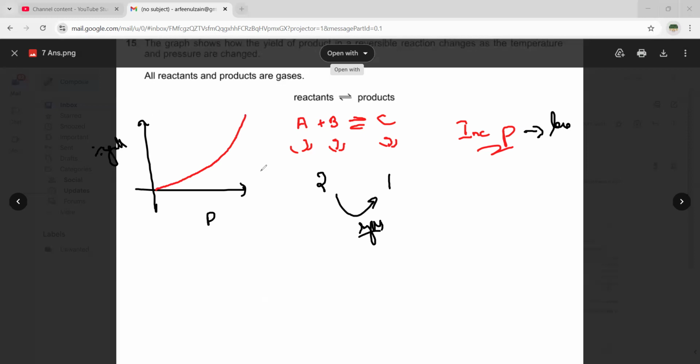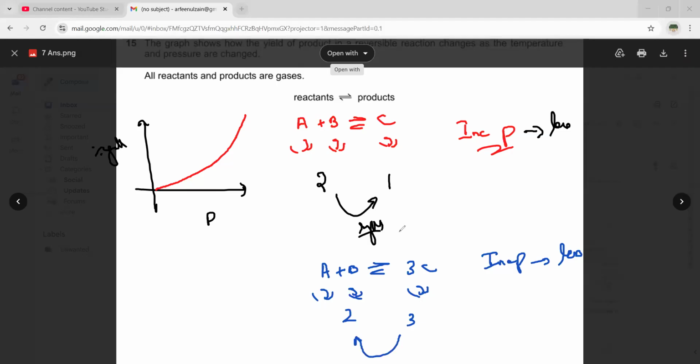If I have another equation in which we have A plus B giving 3C, so gas, gas and gas, and I'm increasing the pressure. Increasing the pressure always shifts the equilibrium towards the side of fewer moles. Where will the balance shift now? Left side. So it will shift toward the left-hand side. If the balance shifts towards the left-hand side, what will happen to the yield or amount of product? It will decrease.